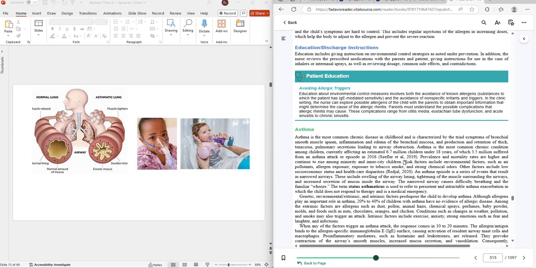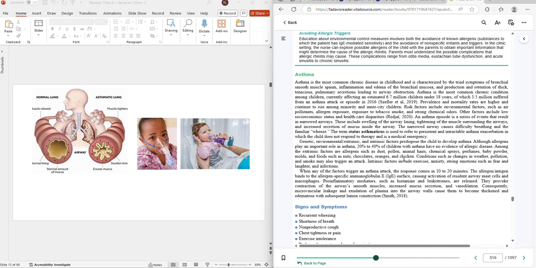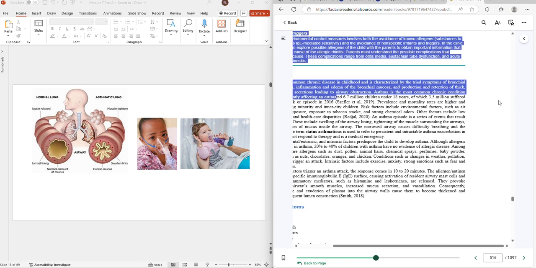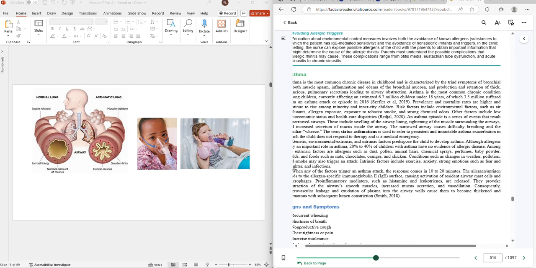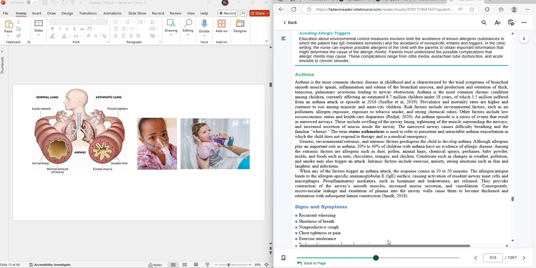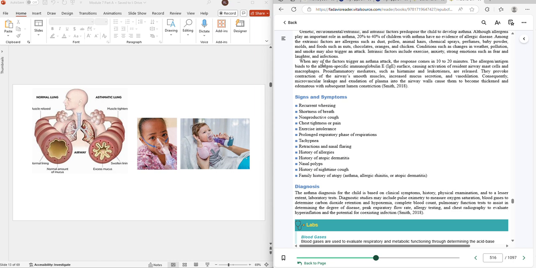All right, let's talk about asthma. Huge thing in children, right? Most common chronic childhood disease. 3.5 million children under the age of 18 suffer from it every year. Okay, huge numbers. I'm not going to highlight it, but this right here, okay? I do want you to know these signs and symptoms.